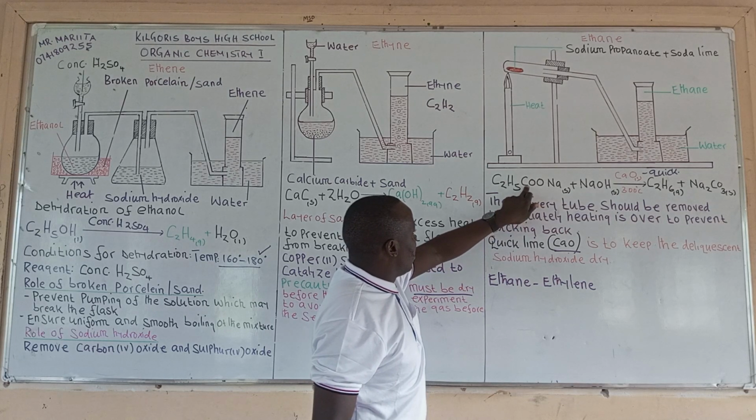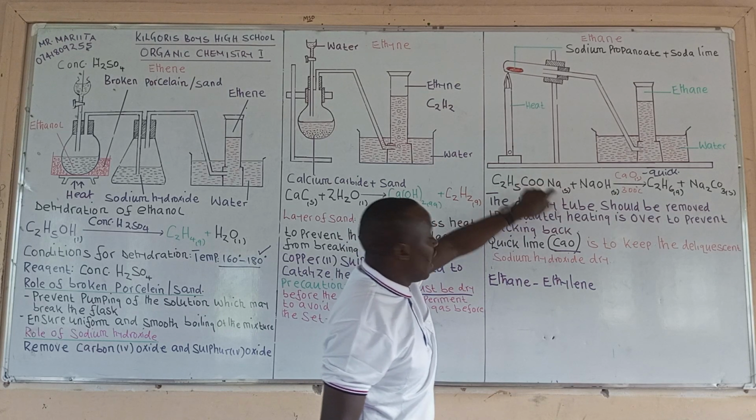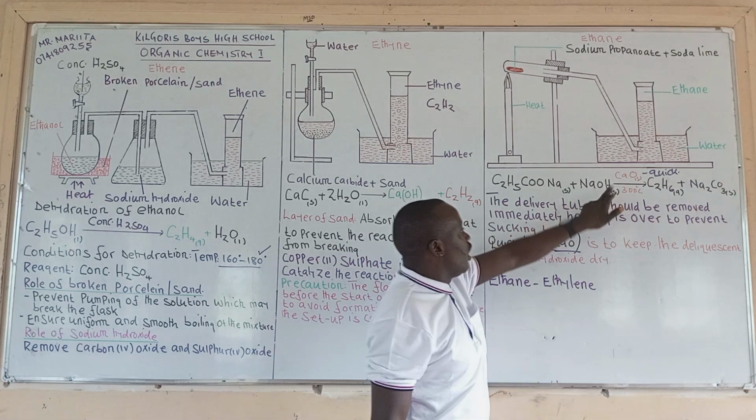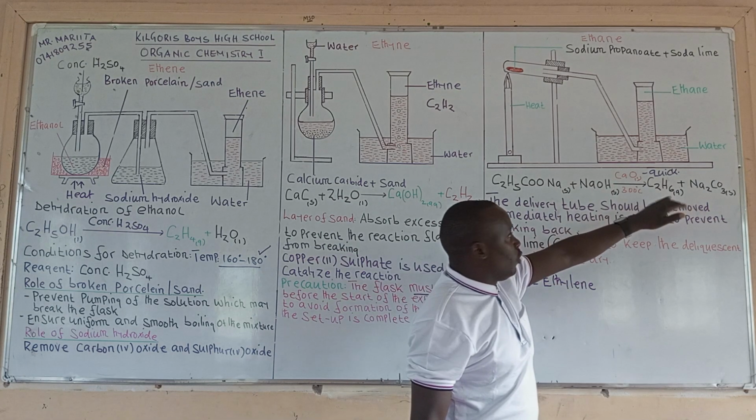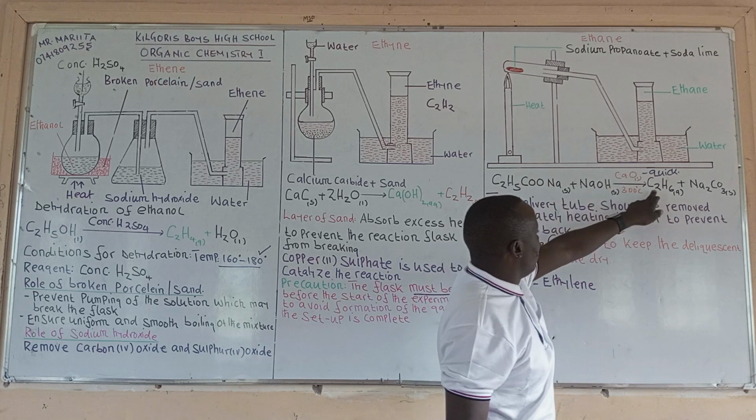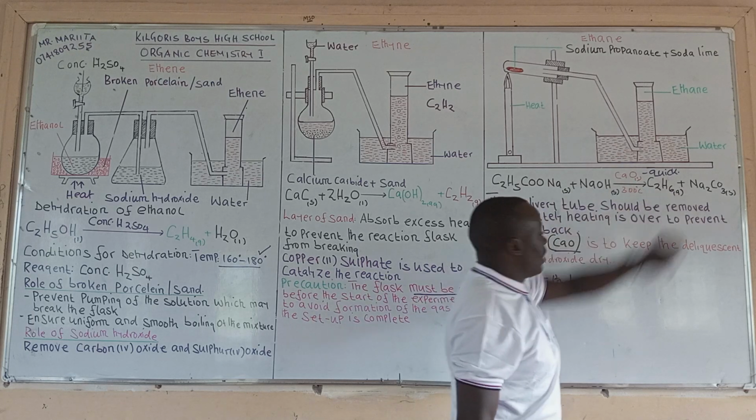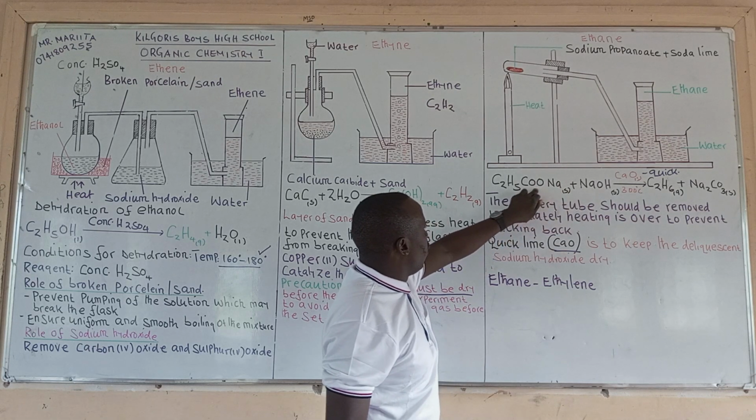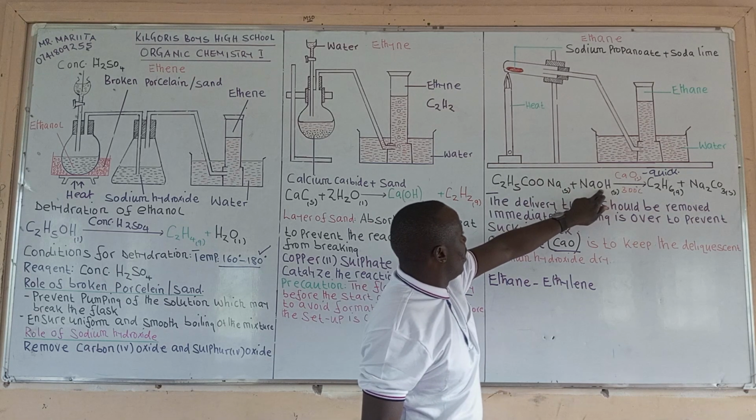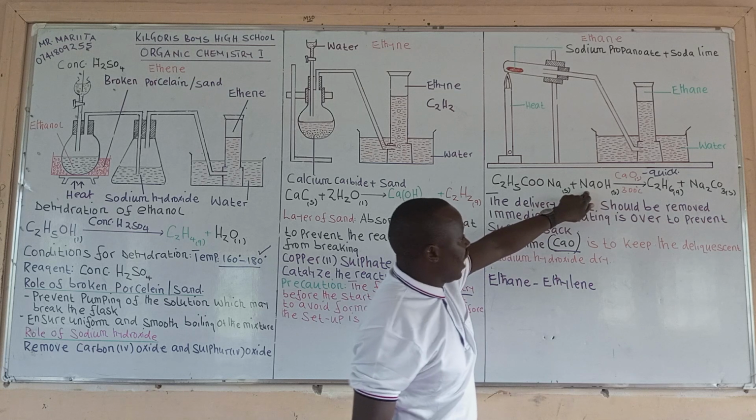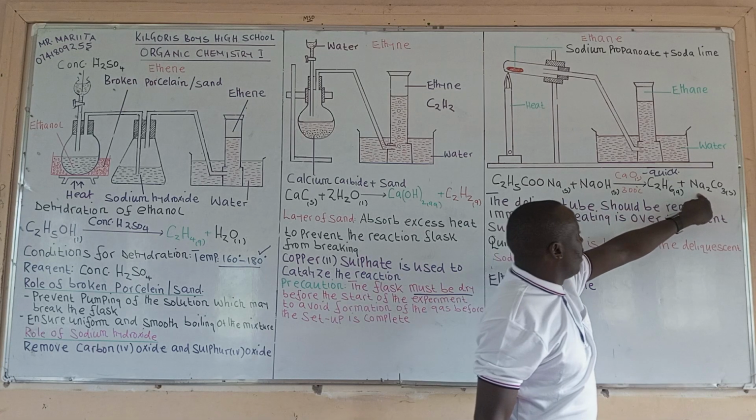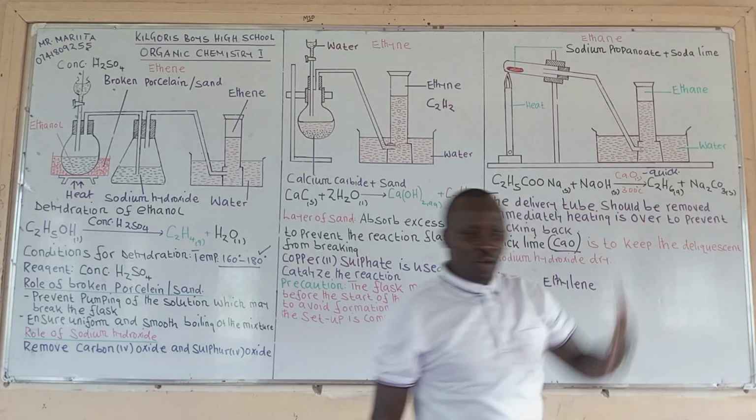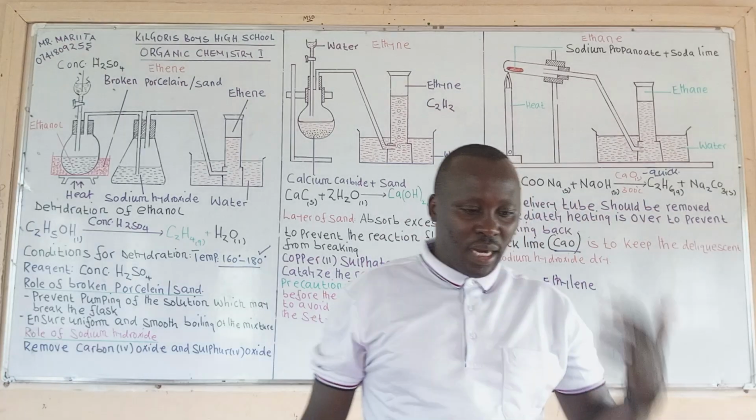In this reaction, the COONa is replaced by hydrogen to form ethane, which is C2H6. Then the COONa will combine with the sodium hydroxide on this side, and that is why we have the formation of a byproduct, sodium carbonate.